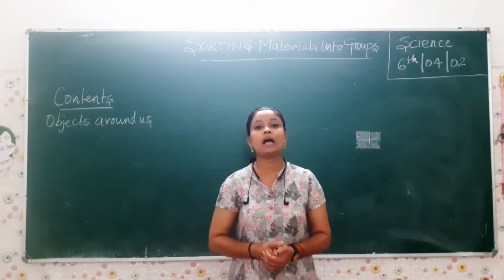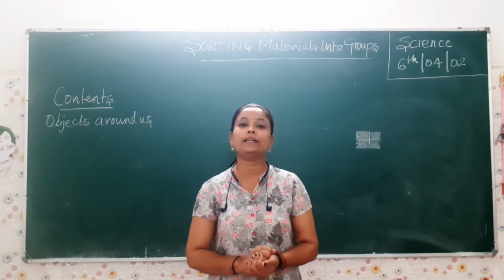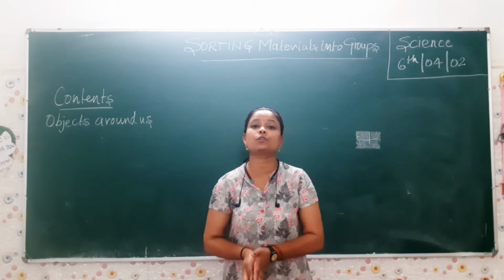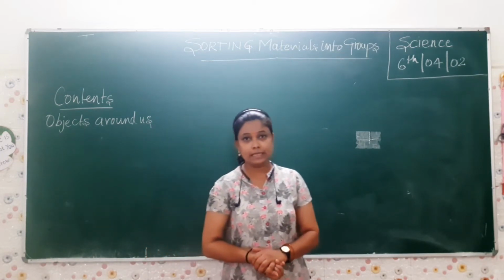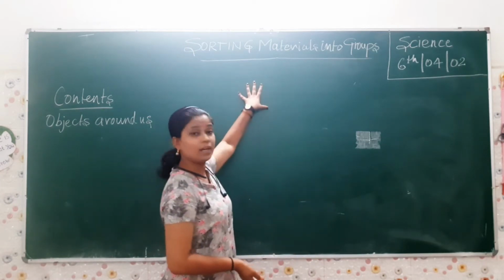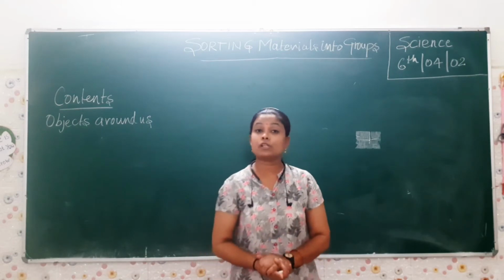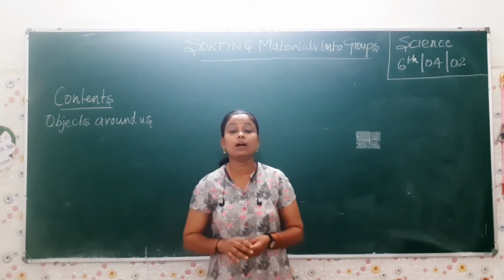Fine. As per our book, we are going to move with the content of our book. So what are we going to study today? We are going to study NCERT Science chapter number 4. As per your book, what is our first topic? That is 4.1, objects around us.